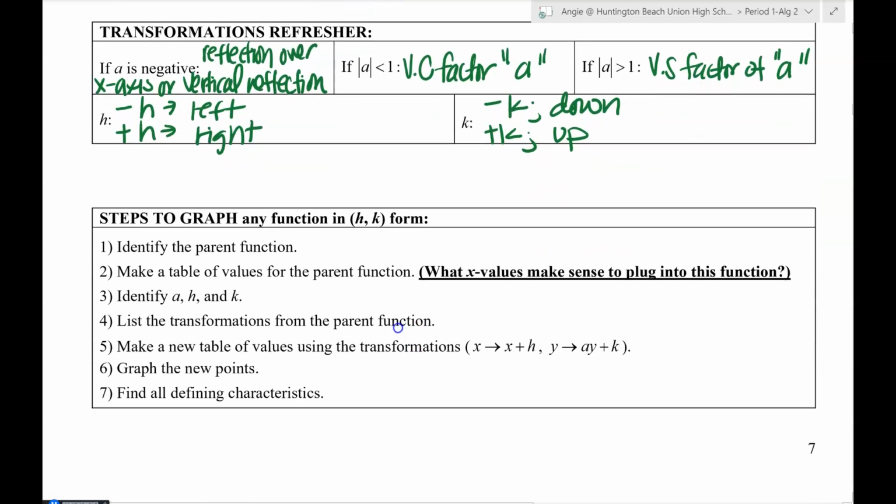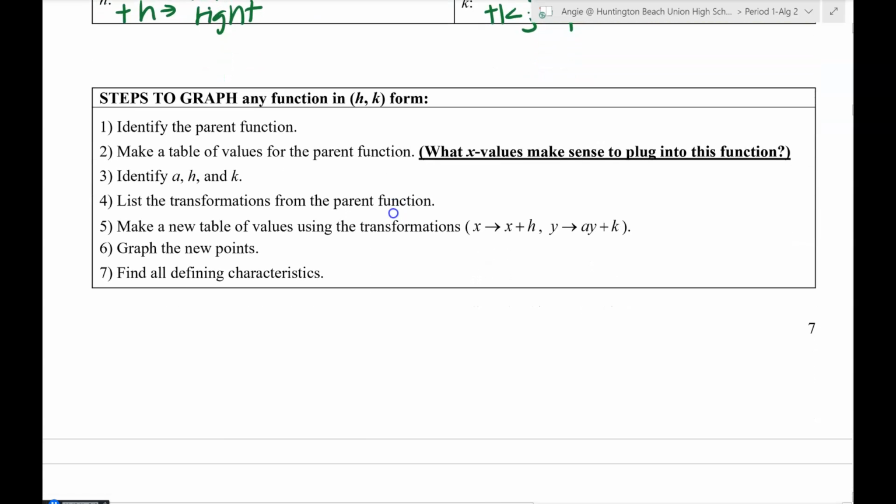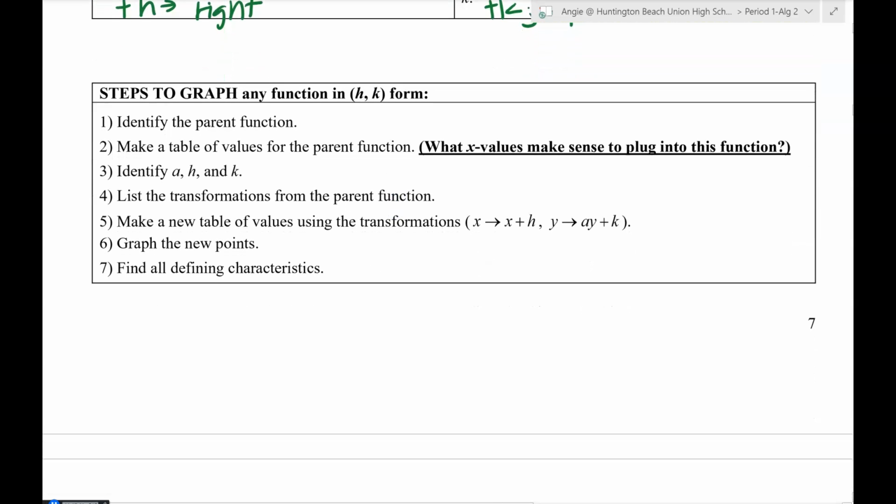Steps to graph any function in HK form. You're going to see this a lot. It's the same every time. Number 1, identify the parent function. That's super important. Your function with the transformations should look very, very similar to the parent. Make a table of values for the parent. Identify A, H, and K so we can state the transformation and use it for our new transform table.